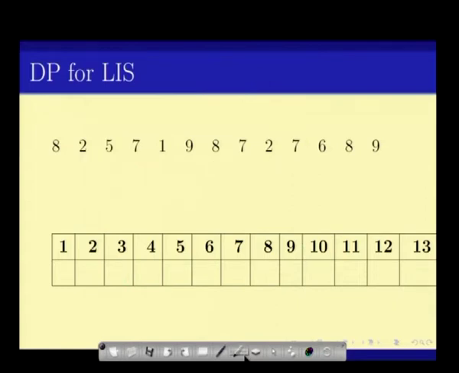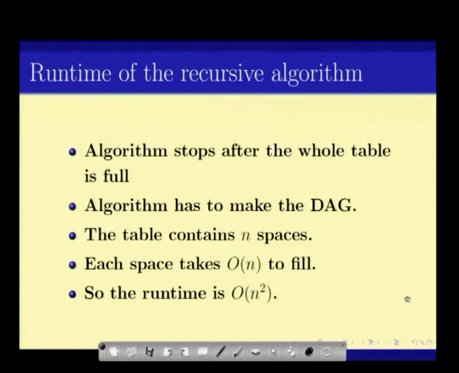So, in other words, this dynamic approach will of course give me the right answer, because I am doing nothing more than the recursive algorithm, but the algorithm will stop after the whole table is full. The algorithm has to make the DAG, and making the DAG itself takes order n square steps. The table contains just n space, but each space takes order n steps, and the runtime is order n square, clearly much better than before. The question is, can we do better than this?